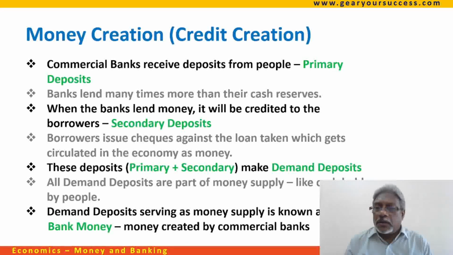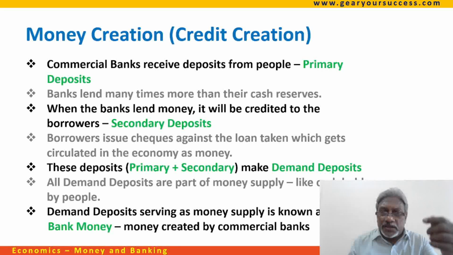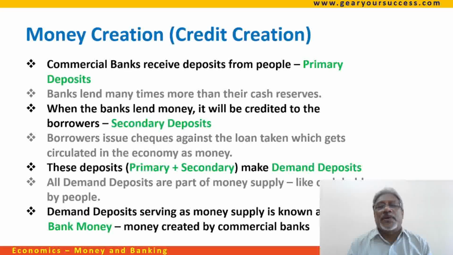What components make it a demand deposit, primary and secondary? The term bank money refers to what, or what do you understand by the term bank money? These are some of the one mark questions that you might expect from this part of the chapter. Now, I have explained the logical flow of how this happens.